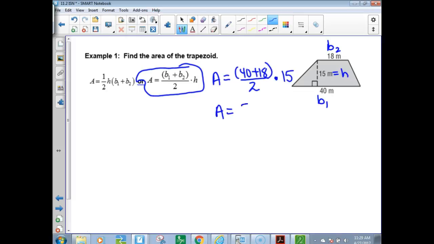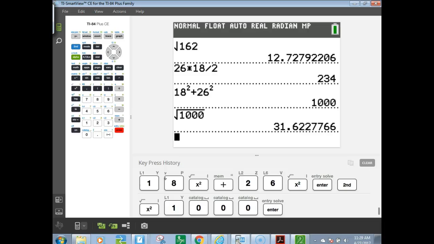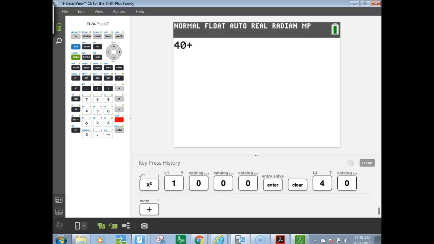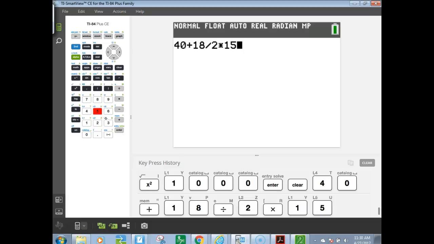40 plus 18 is 58. 58 divided by 2 is 29. Then we do 29 times 15. I'm following the order of operations that need to be done to get the accurate result. Well, let me show you something. What were we adding first? The 40 plus the 18? Now you cannot do this. The height was 15, right? This is wrong.